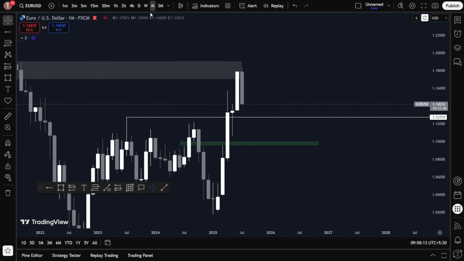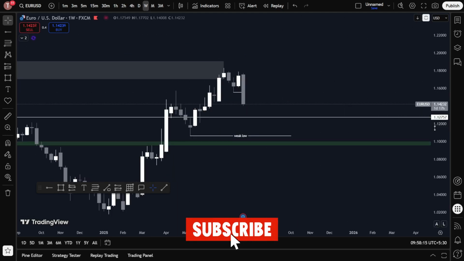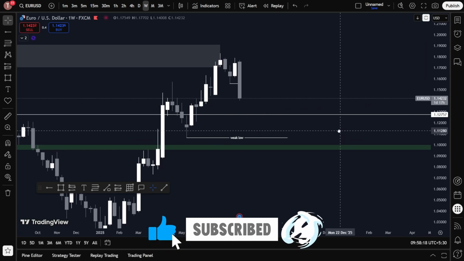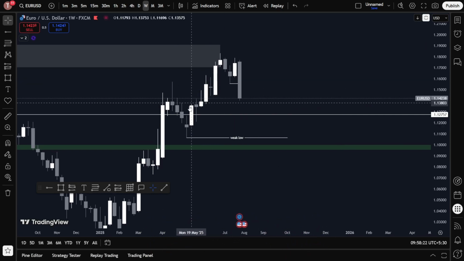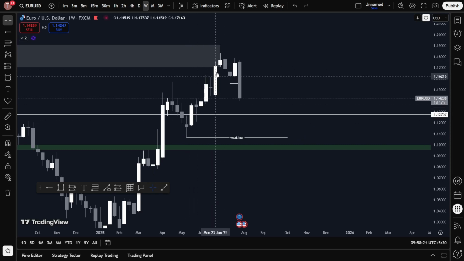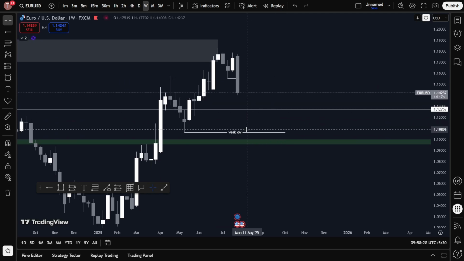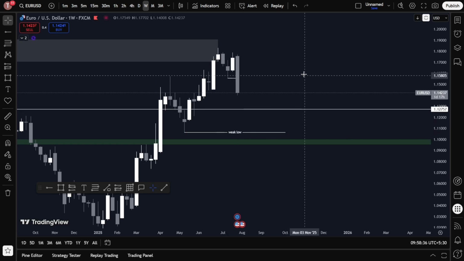Let's move to the weeklies now. As we move into the weeklies, the anticipation gets weight because we are having this mitigated leg. Everything over here is mitigated. So I'm anticipating that this will be a weak low and the price can come all the way down till this higher time frame BPR, that is monthly.